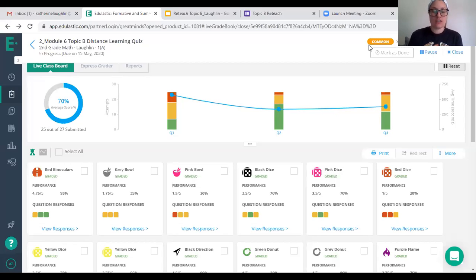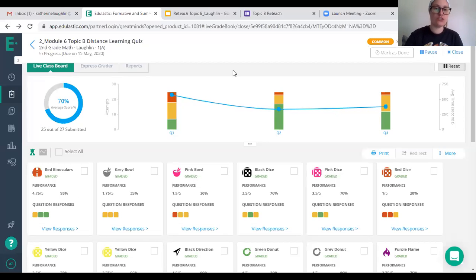I am here to go through the Topic B math quiz results with you. I wanted to start first by showing you our class board. Every student is given a different picture. So for example, pink bowl, gray bowl, red binoculars, just to provide some privacy for student scores.